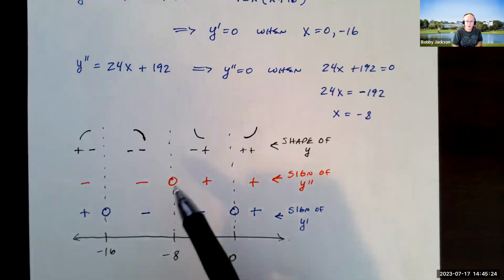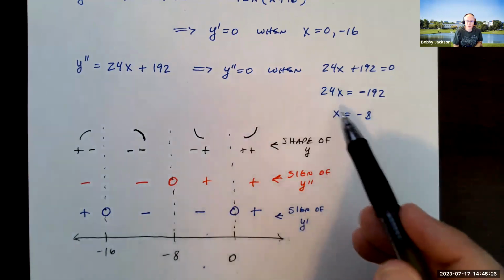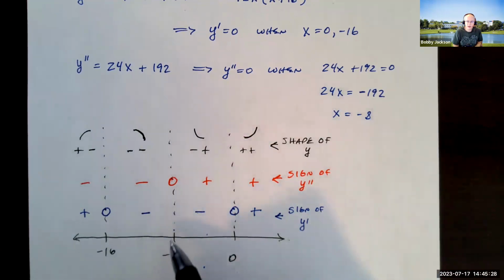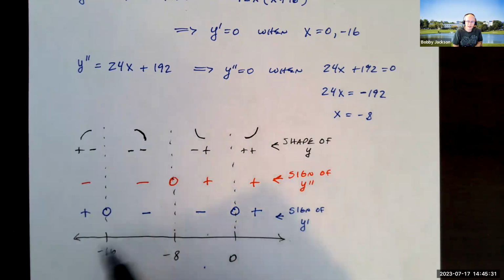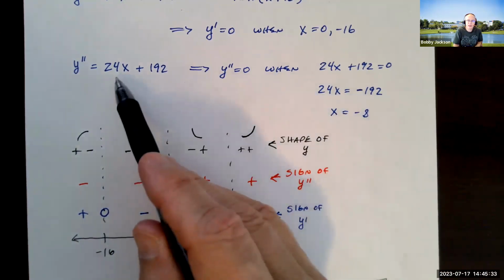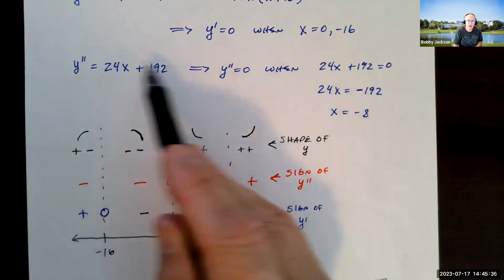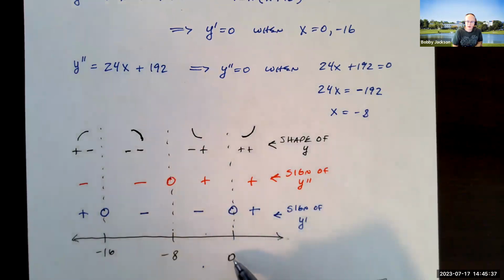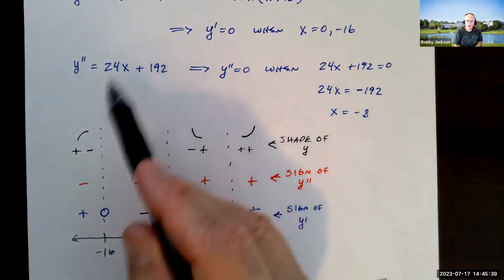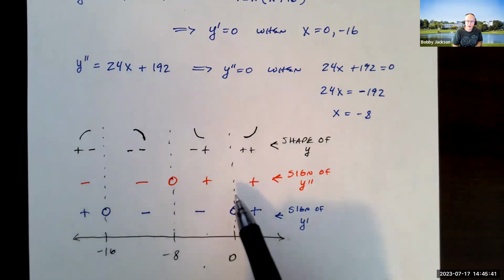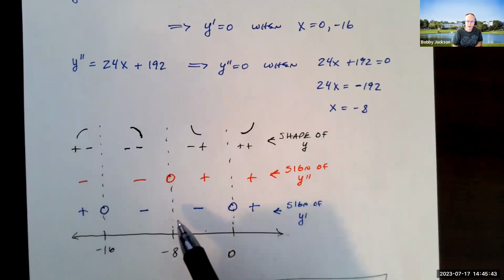For the second derivative, as we said, the second derivative is 0 when x is negative 8. If I plug into the second derivative something less than negative 8, like negative 16, this value will be negative. If I plug in something greater than negative 8, like 0, this is positive. And so we have this analysis.